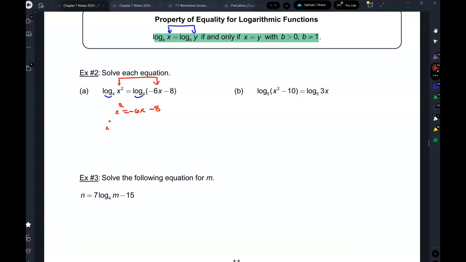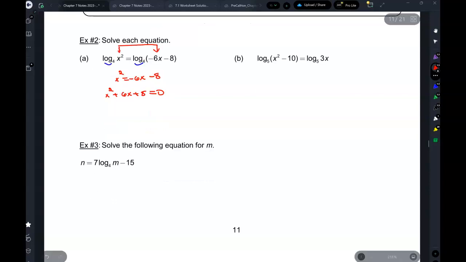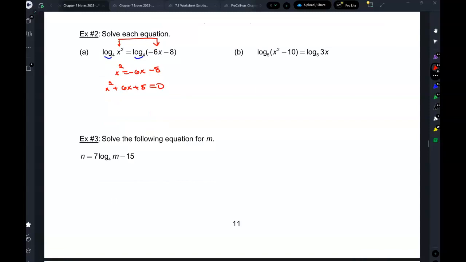yep. So now x squared plus 6x plus 8 equals 0. Oh my God, our favorite quadratic equations are back. They never left us. Had they ever left us? I don't think so. So how do we solve this now? x plus 4, x plus 2 is equal to 0. So x equals negative 4, x equals negative 2.